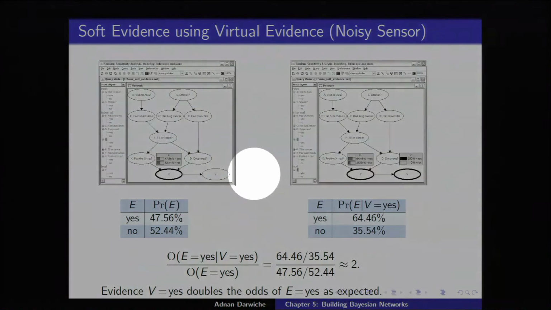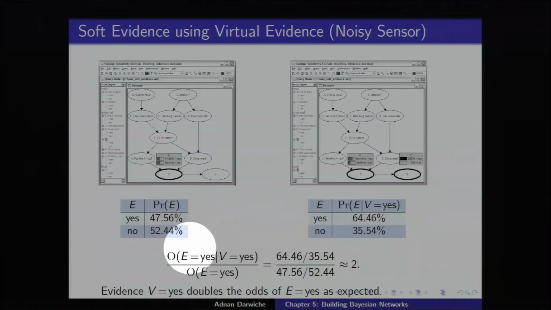Look what happened here. This is before I got the evidence. And if you look at the prior marginal over E, it's this. E is yes, 47.56, and so on. Now, the evidence comes in that the odds of E being yes doubled. I simply go ahead to this guy and say triggered, correct? Look what I get for now the posterior marginal over this variable. Here it is, right? You can confirm that the odds have actually doubled.